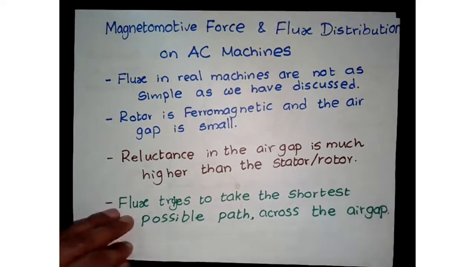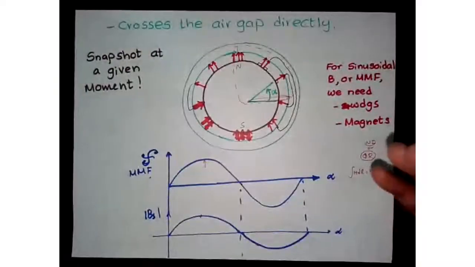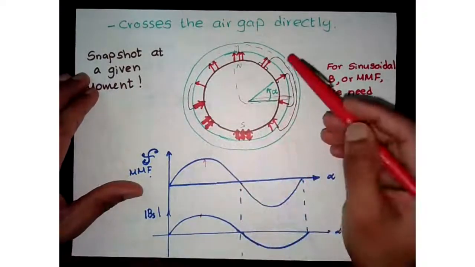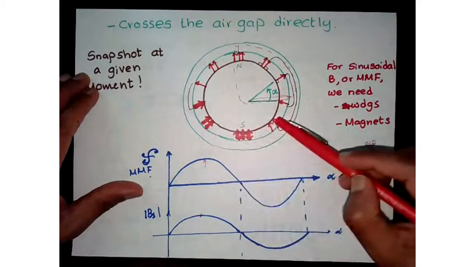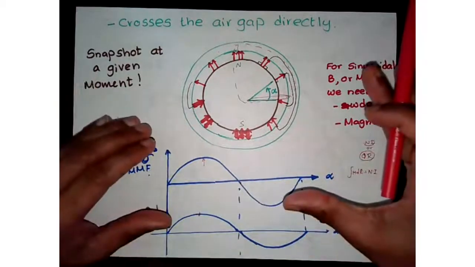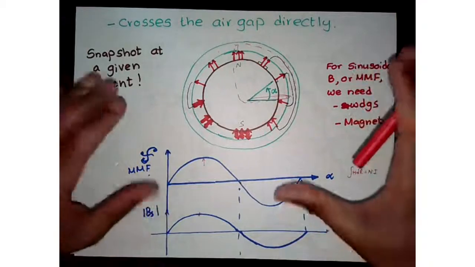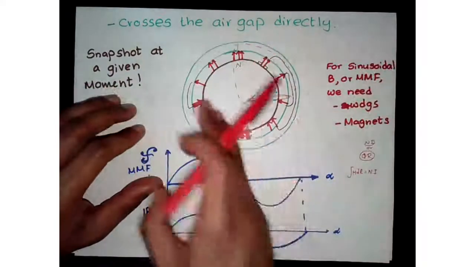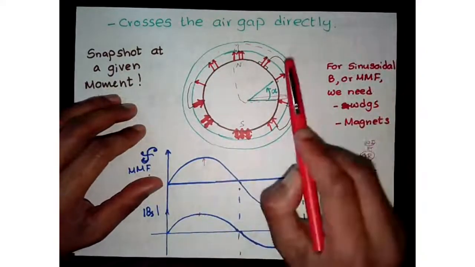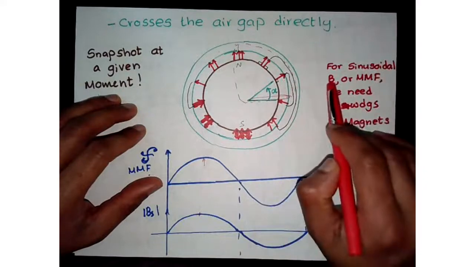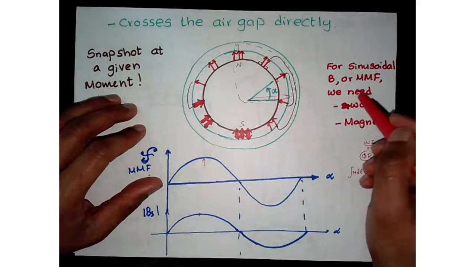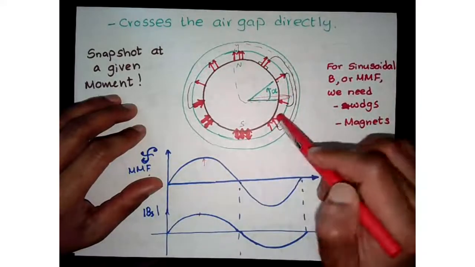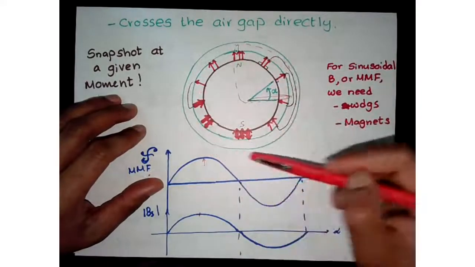Now, when we look at a cross section of the machine, we can see the stator, the rotor, and our air gap. This is a snapshot in time, which freezes what the flux lines are doing at that instant. Of course, if the motor is rotating, this is going to rotate. Now, for sinusoidal flux density of back EMF, we need either windings or magnets or a combination to achieve that sinusoidal distribution. So let's assume we have achieved that.